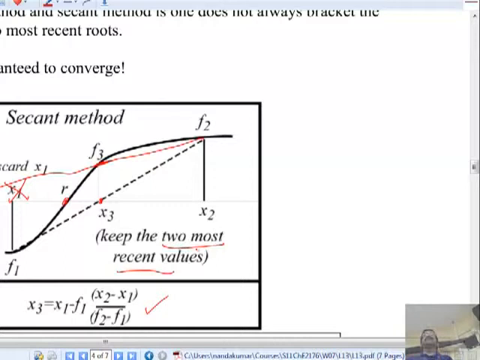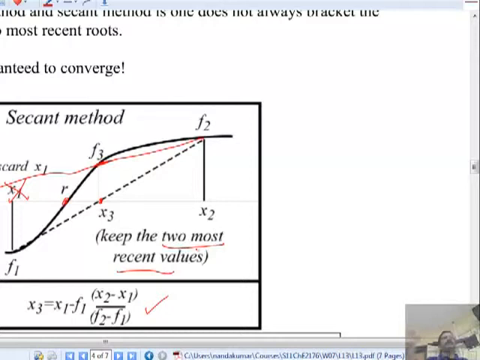to converge. So my question is, what kind of problem can occur conceptually, pictorially in your mind? Why would it not converge? Why is it not guaranteed to converge? Because we are not enforcing it. We are not checking. We are not keeping the two values that are on either side.